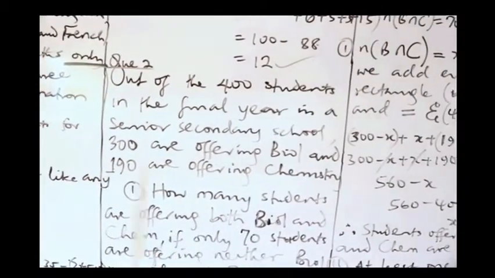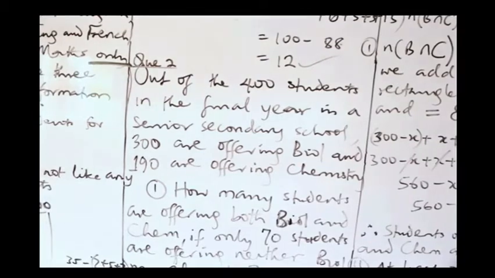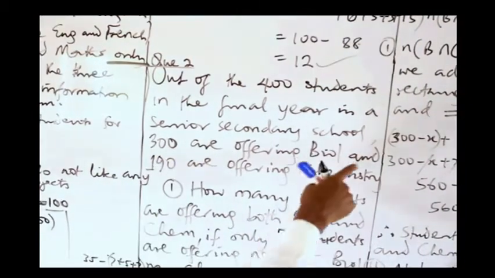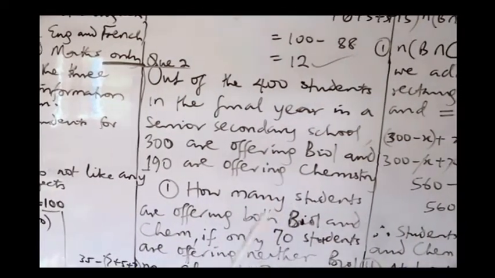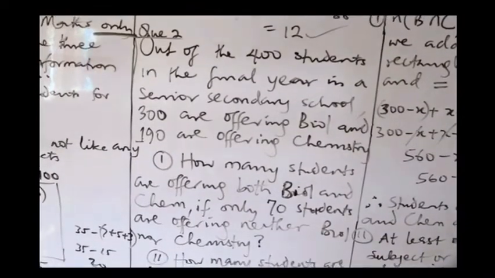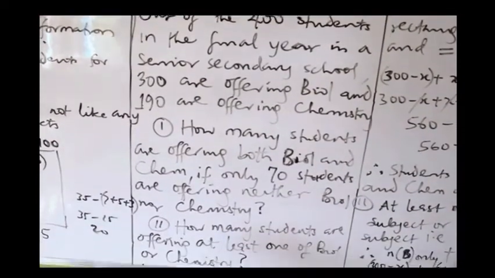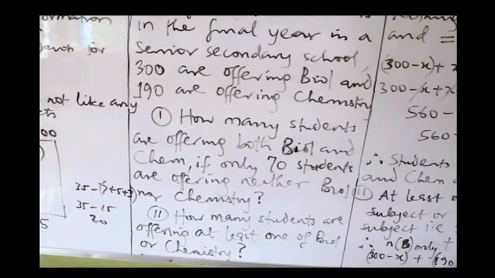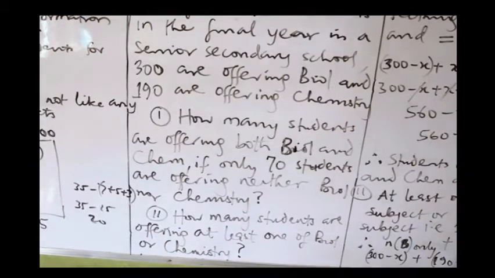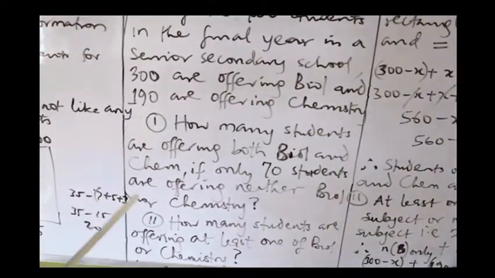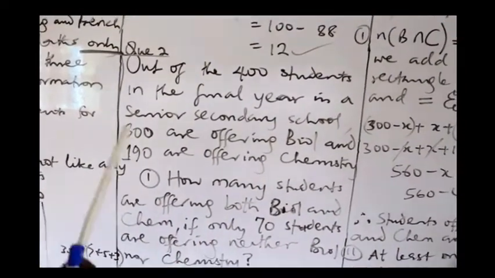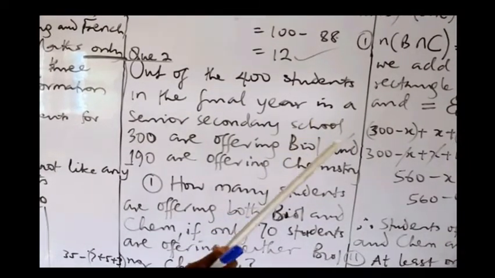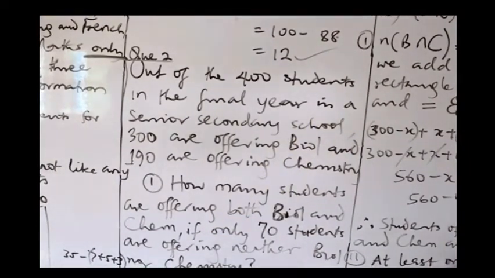Out of the 400 students in the final year in the senior secondary school, 300 are offering biology and 190 are offering chemistry. Now, the question: how many students are offering both biology and chemistry if only 70 students are offering neither biology nor chemistry? Then how many students are offering at least one of biology or chemistry? Looking at this question, it contains only two subsets, people that are offering biology and people that are offering chemistry. So biology is the first subset and chemistry the second subset.